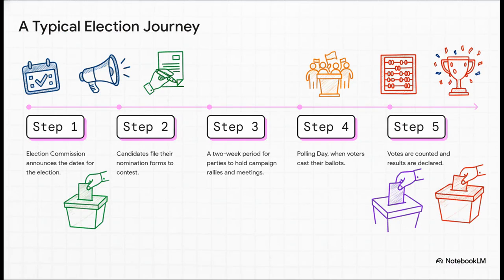Okay, this timeline gives us a great picture of the whole journey. It all begins when the Election Commission announces the official dates. That's the starting gun. Then, candidates file their nominations. Once that's done, the campaign period begins. That's when you see all the posters and rallies. After that comes the main event, polling day, when we all go and cast our votes. And the final step is counting all those votes and declaring the results. Now, let's look at each of these stages a little more closely.